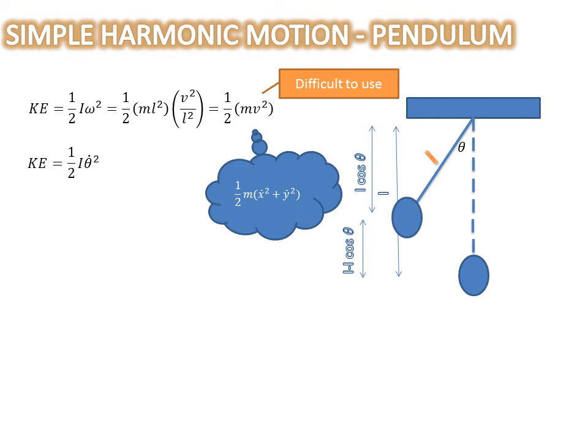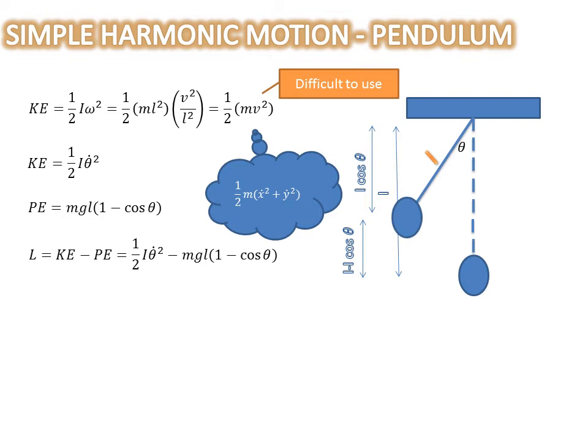Now the potential energy of the ball is mg times this distance, which is the distance between the ball and the reference, which is the ground. Now I have the kinetic energy and the potential energy. I must find the Lagrangian, which is the kinetic minus the potential energy, which is half I theta dot squared minus m g l times 1 minus cosine theta.